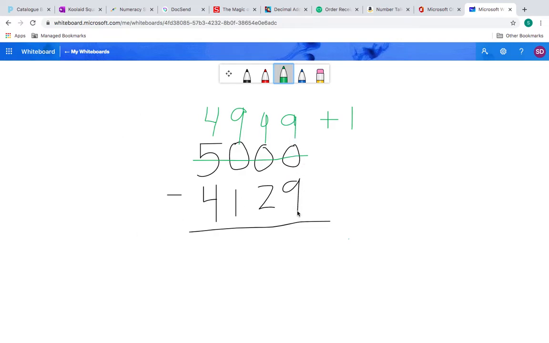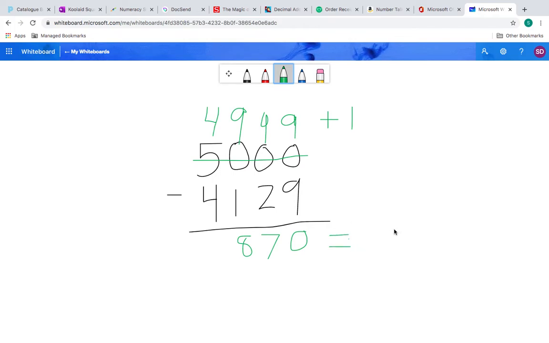So we have 9 minus 9 gives us 0 left over. 9 minus 2 gives us 7 left over. 9 minus 1 gives us 8 left over. And then 4 minus 4 gives us 0, so we don't have to write in the 0. We cannot forget about this plus 1 here, though, so we need to bring it down.